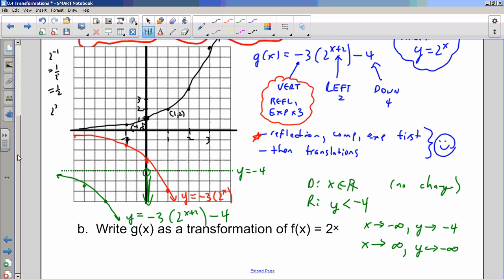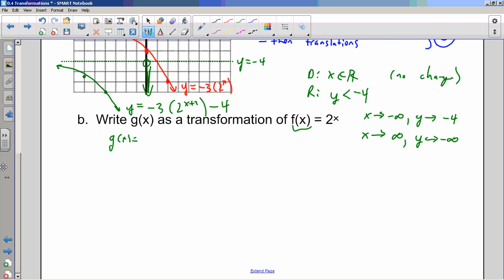Write g at x as a transformation of f. So this idea is very similar to the 3-minute review, where we want to write g as a transformation of f. So the idea is we have f at x instead of our parent function, except we got numbers all over the place in here. So we don't want to just write f at x like this because we've got transformations. Well, what transformations?